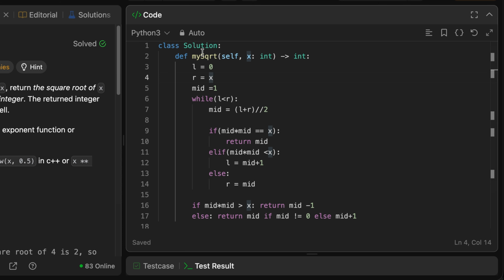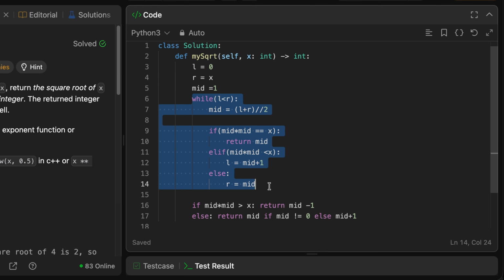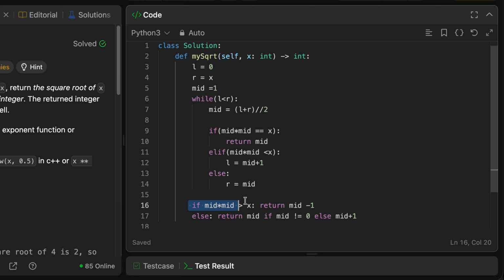So now let us go through the code itself. Here we have L equals 0, R equals X, and we have mid initialized as 1. Now we are starting a while loop for binary search. So while L is less than R, here we are calculating the mid. Then we have these three conditions that will help us determine what to do with the L pointer and R pointer. After this, we are checking the square of mid.